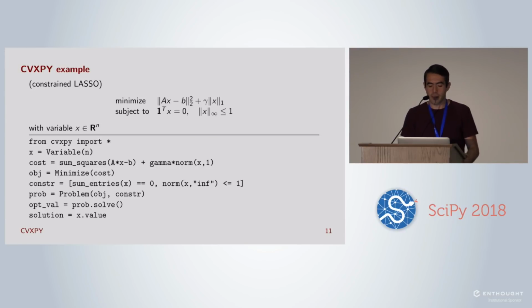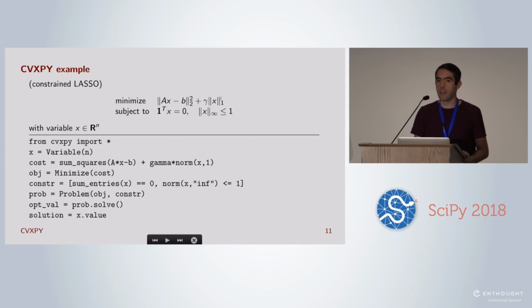Here's what CVXPY looks like. So here we have some sort of weird regression problem, some sort of lasso problem with constraints. You have this Ax minus b least squares term, which is just a linear regression term. And then we add on this penalty of the sum of the absolute values of x. This is encouraging sparsity, meaning encouraging entries of x to be 0. Then we have some other random constraints, like x sums to 0, and the largest absolute value of x is no more than 1.